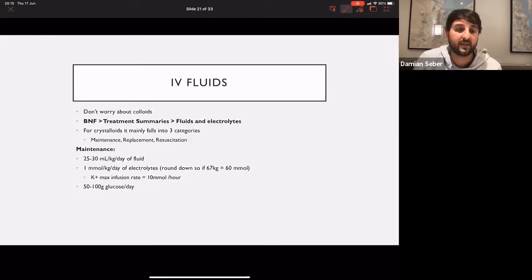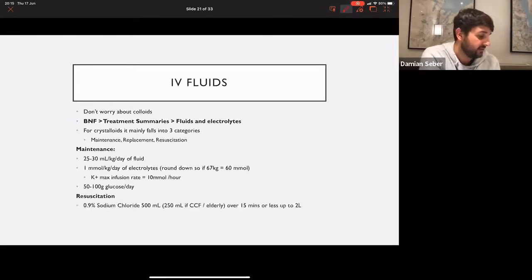And you need to remember that your potassium maximum infusion rate is 10 millimole an hour. You can do higher in places like ITU, but they need cardiac monitoring and telemetry. So that's out of our remit. And then for glucose, it's 50 to 100 grams of glucose a day. So that's maintenance.